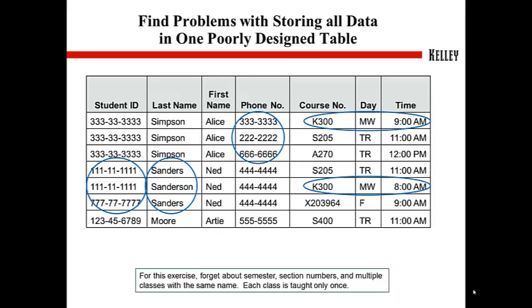I don't know if you noticed up in the column called course number, we've got 2 K300 classes, one that meets at 8 o'clock and one meets at 9 o'clock. That's very inconsistent. Which is the correct class time here? For redundant data, Alice is registered in 3 classes and her last name is listed 3 times, her first name is listed 3 times, same thing with her phone number. Likewise for Ned, we've got data that's listed over and over and over and repeated in several records.